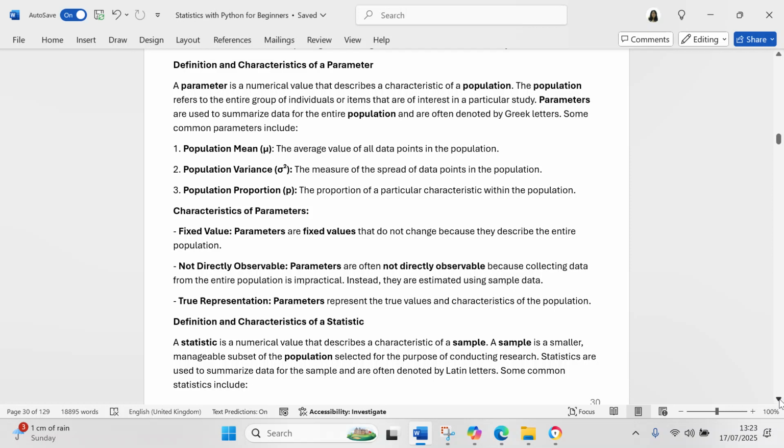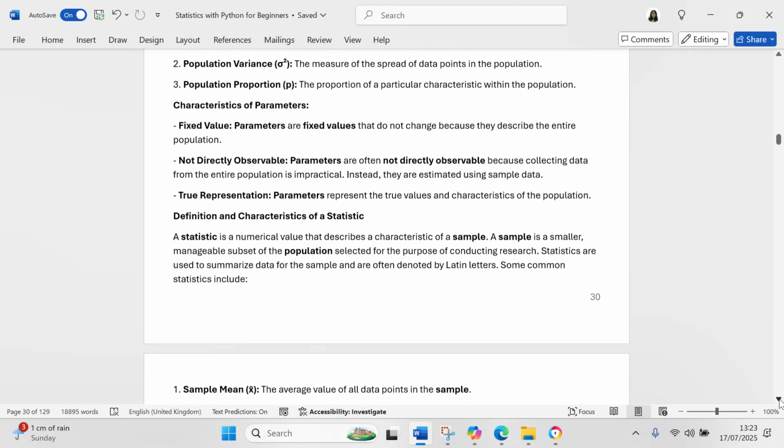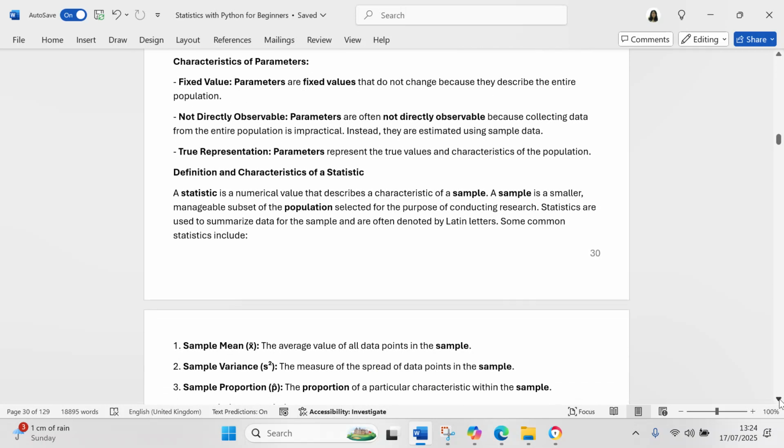So we have characteristics of parameters. Fixed value: parameters are fixed values that do not change because they describe the entire population. Parameters are often not directly observable because collecting data from the entire population is impractical. Instead, they are estimated using sample data. Parameters represent the true values and characteristics of the population.